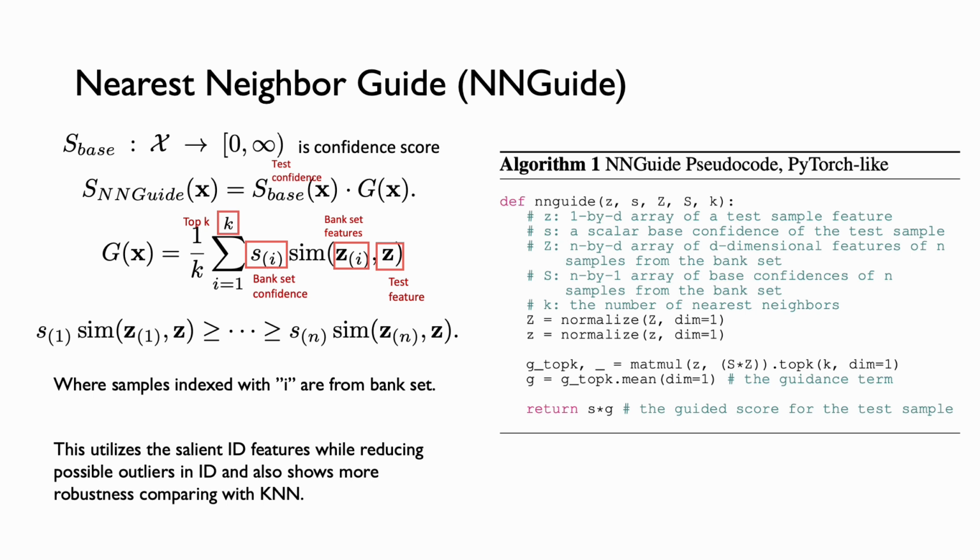We get the feature of the test sample and compute the cosine similarity with the bank set, scale with the confidence of the bank set samples, and ensemble with the top k samples, where k is the other hyperparameter, which is 10 in our experiment. Finally, the guidance term scales the test confidence of the test sample. Our method is simple and concise to implement in PyTorch, which you can see in the pseudocode.